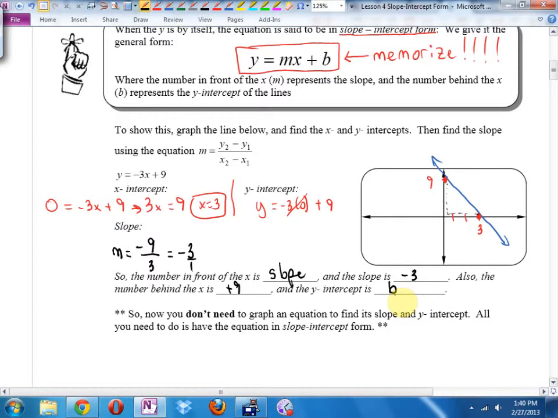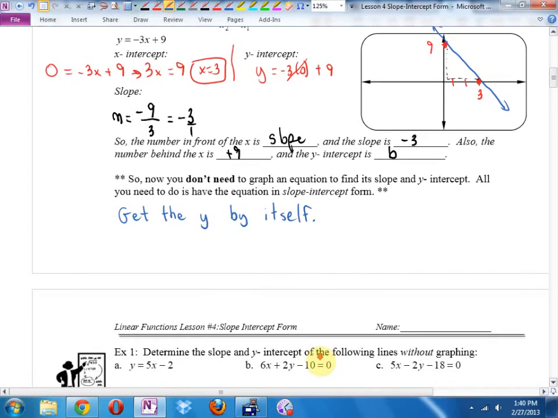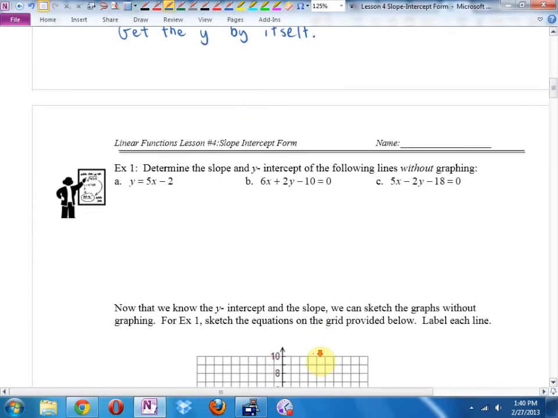What does that mean? You don't need to graph an equation to find its slope and its y-intercept. All you need to do is rewrite the equation in slope-intercept form. And what that really means is, get what by itself? Because I asked you to. Yeah, get the y by itself. So you ready? Turn the page.